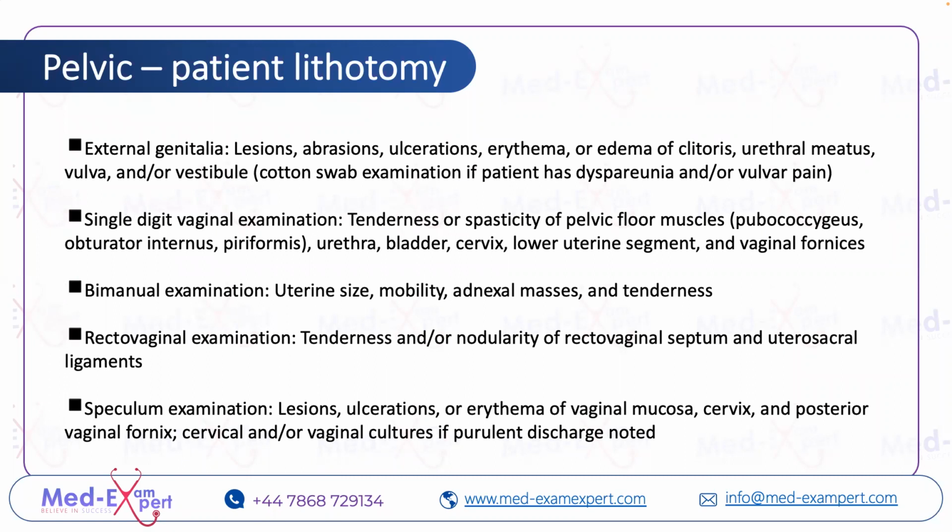Then comes your pelvic examination. Of course, you will look at the external genitalia for any lesions, abrasions, ulcerations. Then you will perform a single-digit vaginal examination, and then you will perform a bimanual vaginal examination. It is always a good idea to perform a rectovaginal examination to look for any nodularity or tenderness in rectovaginal septum for endometriosis. And speculum examination is, of course, very important, where you will have a naked eye examination of the cervix. And if needed, you can perform a pap smear, swab, and you can have a look at the discharge and the condition of the cervix.